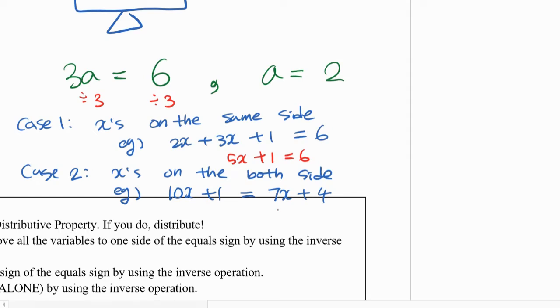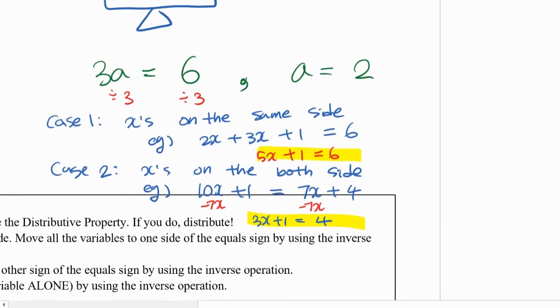So what you have to do is subtract. You're removing one of the x's from one side, and remember to do the same thing on both sides. When you subtract 7x from the right hand side, you have to do the same thing on the left hand side. It becomes 3x plus 1 equals 4, as 7x cancels out. So you know how to solve this equation now, right?